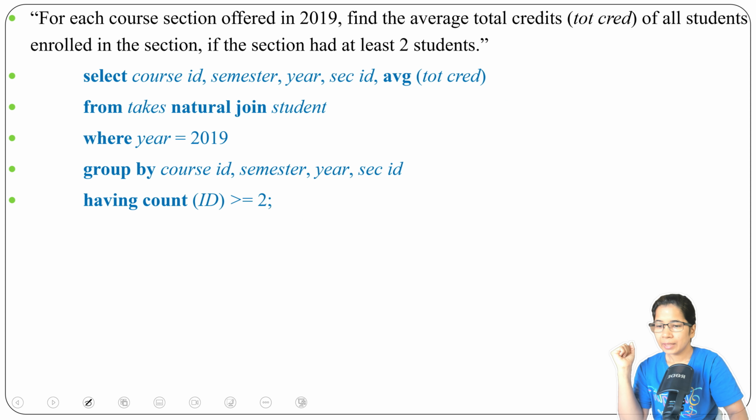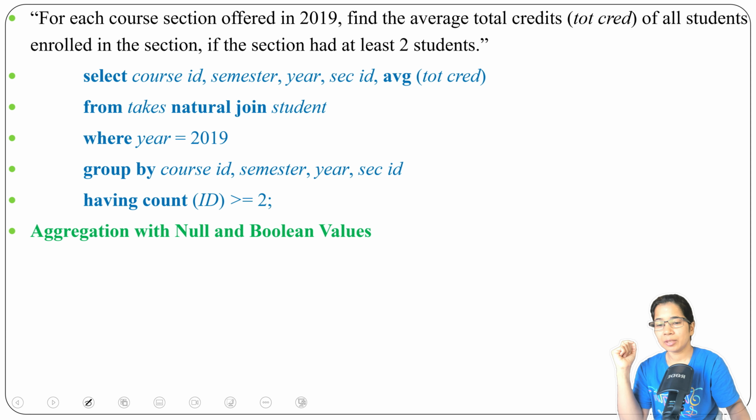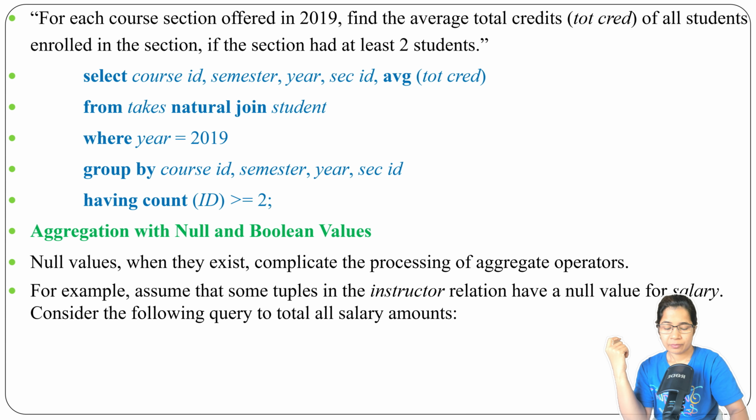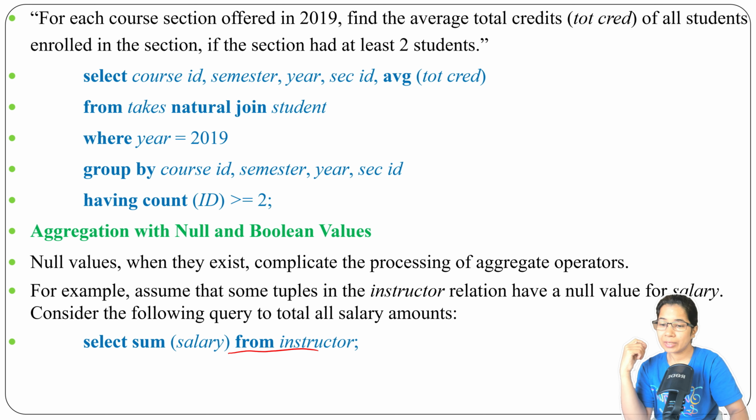Next, aggregates with null and boolean values. Actually, in SQL, aggregates ignore null. If null is present, it ignores null. For example, in the case of sum, min, max, average, it will ignore nulls. In the case of count, it will consider null as 1. So null values, when they exist, complicate the process of aggregate operators. For example, select sum salary from instructor. If there is some null, then it will ignore that null and find the sum of the others.